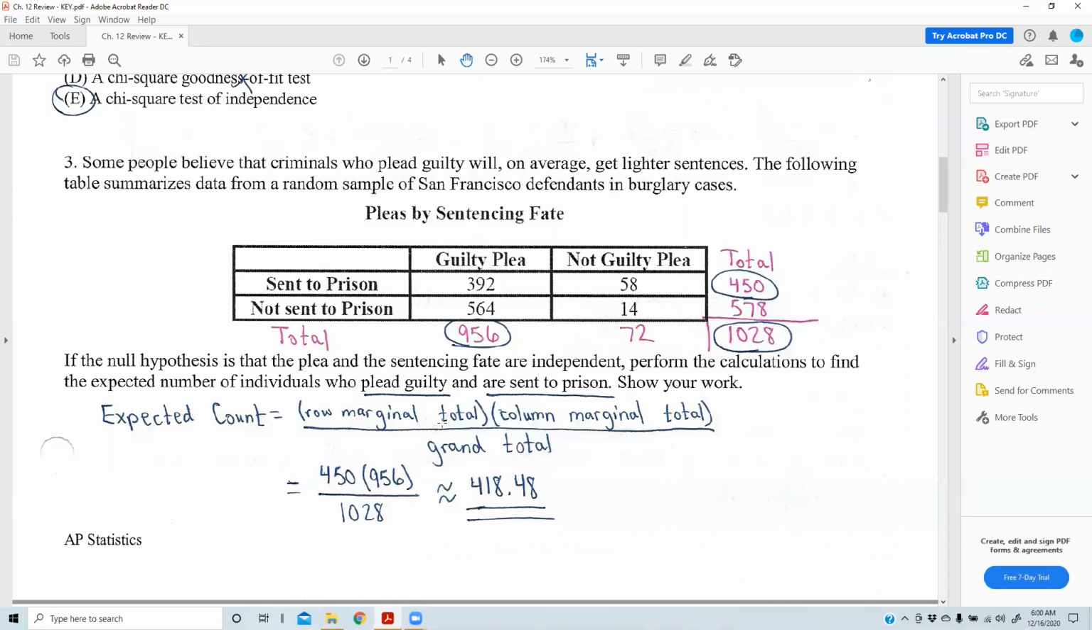So we do the row total times the column total divided by grand total. It's going to be 450 times 956 divided by 1028. And that'll get you approximately 418.48. That's all they're asking us to find. We don't have to do a test. We're just asking to find the expected number. That's it.